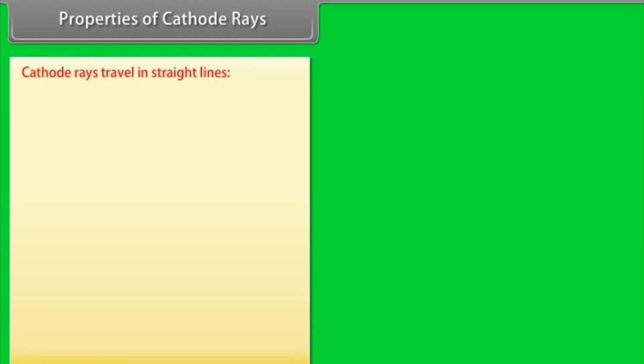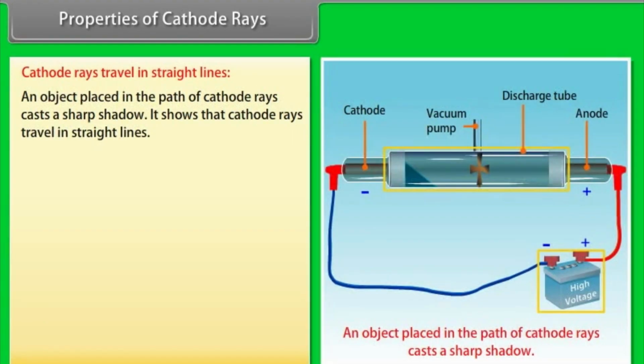Properties of cathode rays. Cathode rays travel in straight lines. An object placed in the path of cathode rays casts a sharp shadow. It shows that cathode rays travel in a straight line.